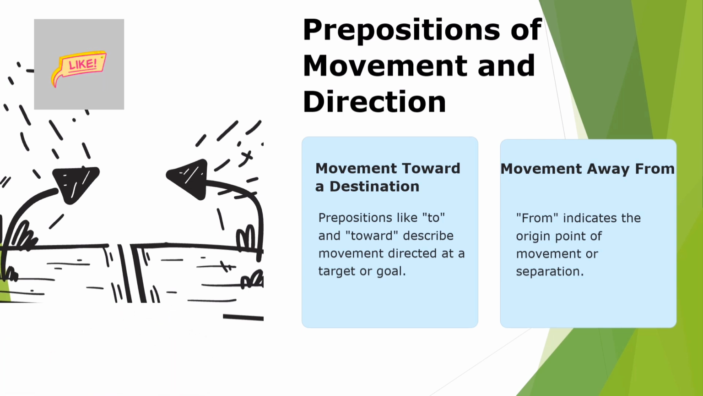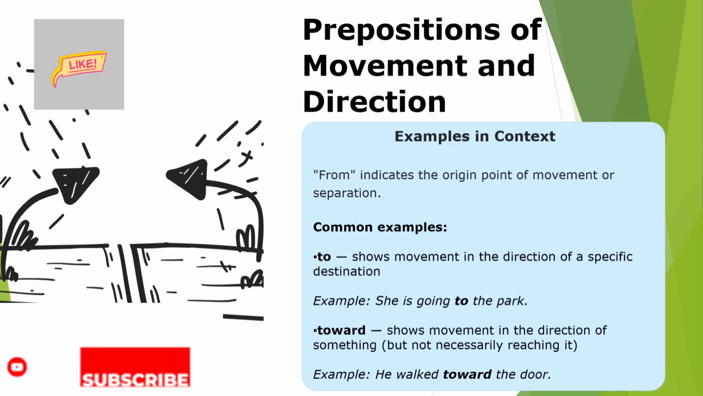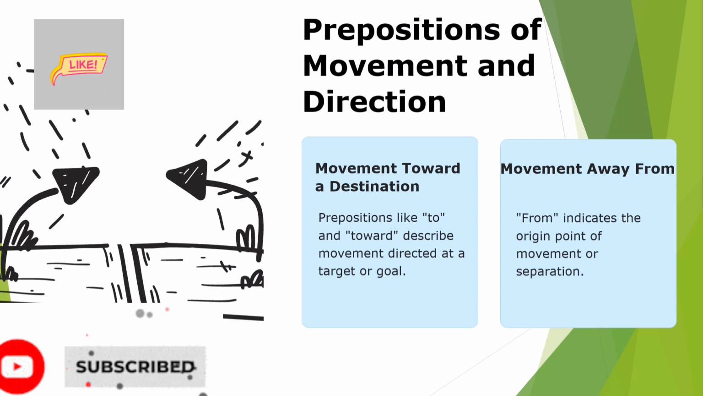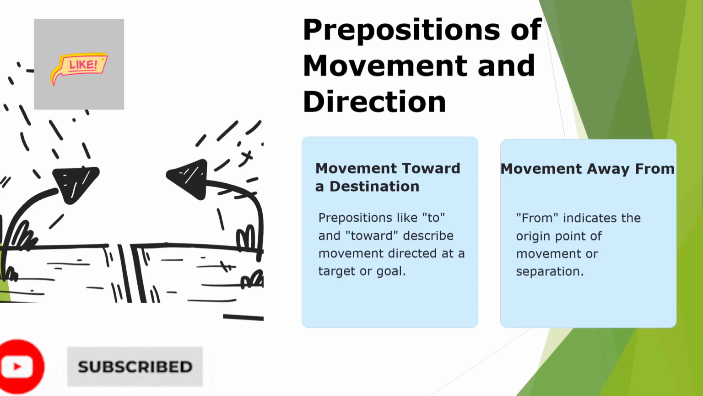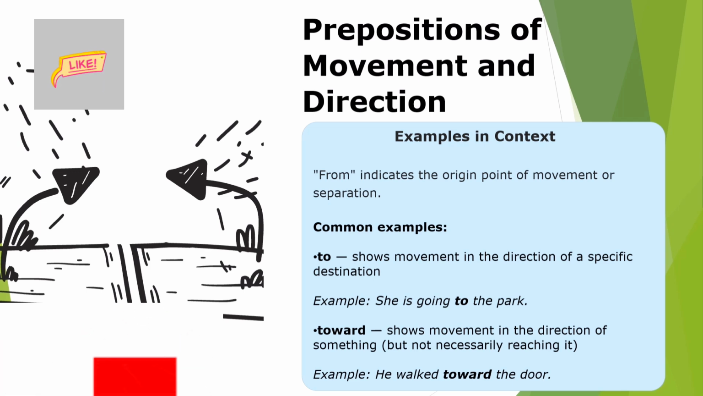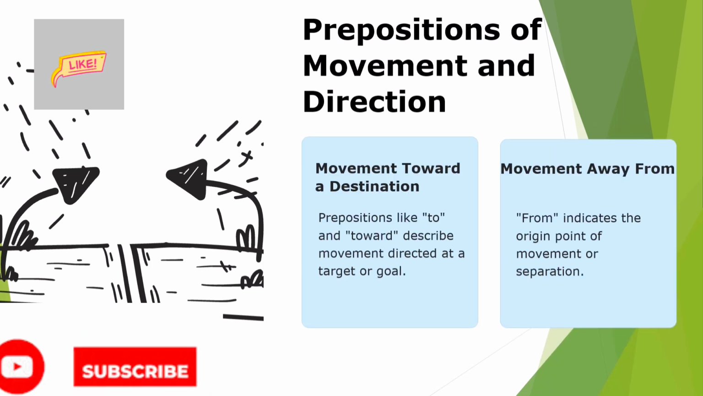Number 1, movement towards a destination. These prepositions show that something or someone is moving in the direction of a goal, place, or target. Common examples: 1. To shows movement in the direction of a specific destination. Example: she is going to the park. Number 2, toward. Shows movement in the direction of something but not necessarily reaching it. Example: he walked toward the door. Tip: how can we use it? Use to when the destination is reached and toward when it's just in that direction.